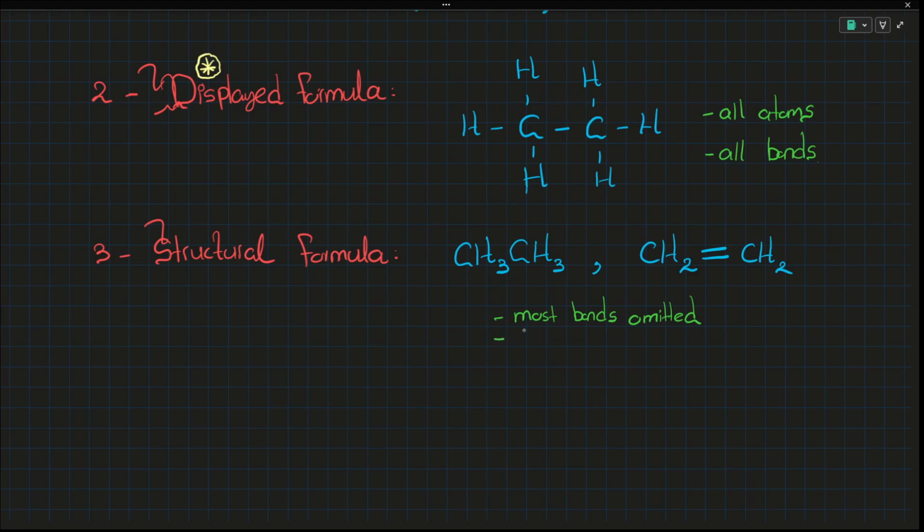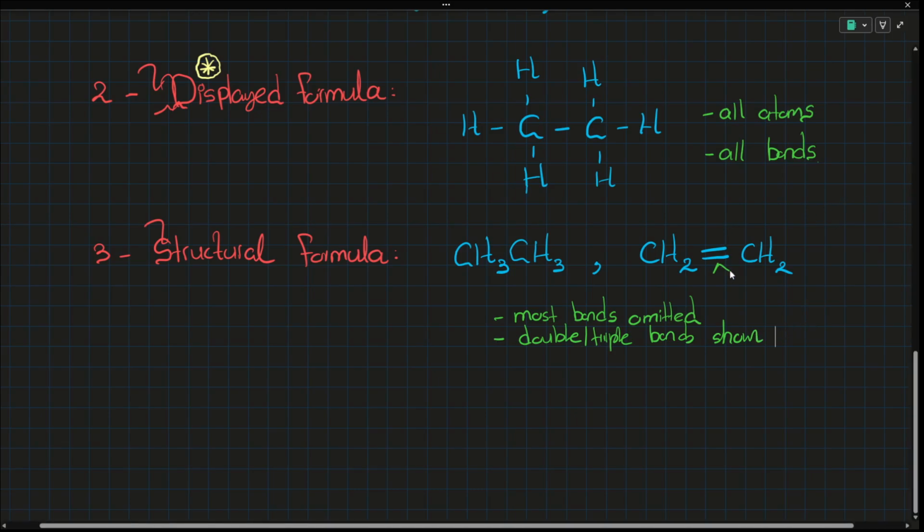But things like double or triple bonds are specifically shown. So if your compound has a double bond or a triple bond, you have to make sure you're showing it. No single bond is shown. Between the carbon and the hydrogen there's a single bond, but we're not showing any of that. Double or triple bonds are specifically going to be shown.